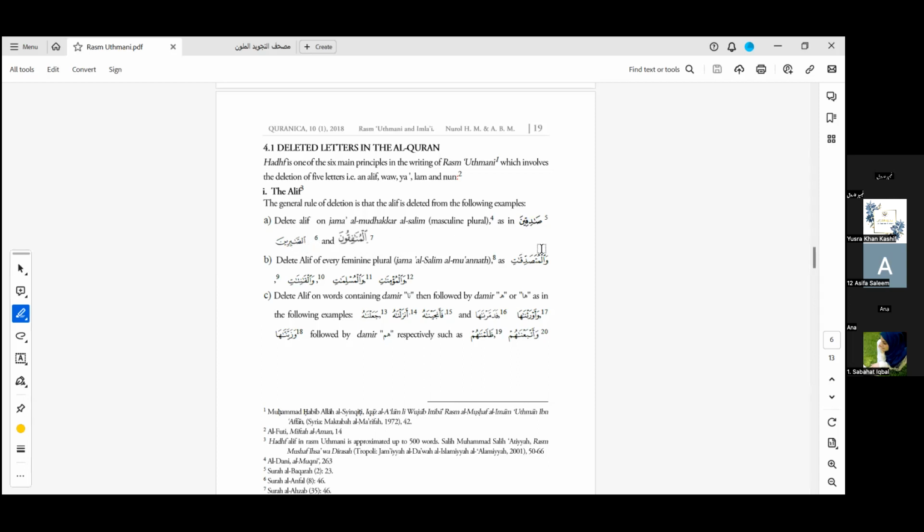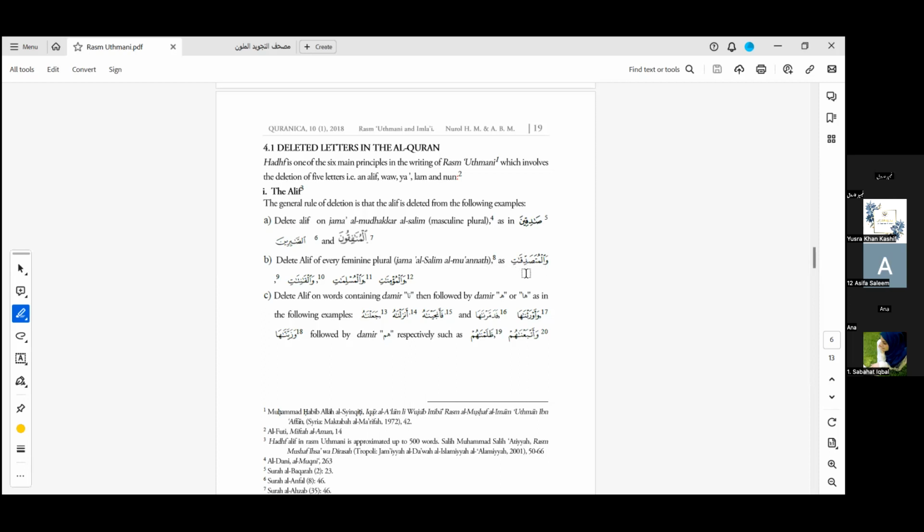So these are the words where alif has been deleted in writing, and the mini alif that we see sitting in there was not there originally. As I said, that was included later on, to facilitate the reading for us. Same way we have Jama as-Salim al-Mu'annatha. We have Jama Salim Mu'annath, where al-Mutasaddiqati, we have no alif after the qaf in writing.